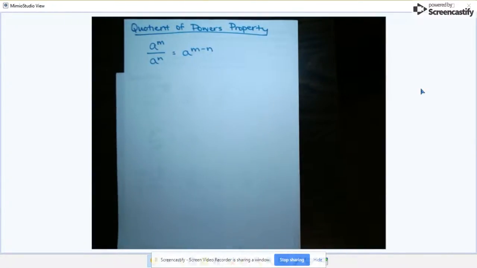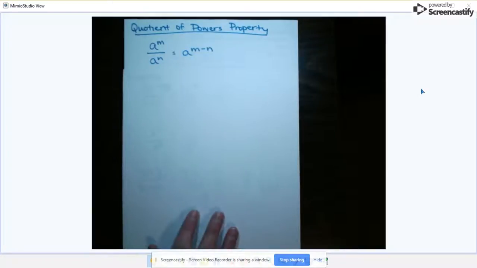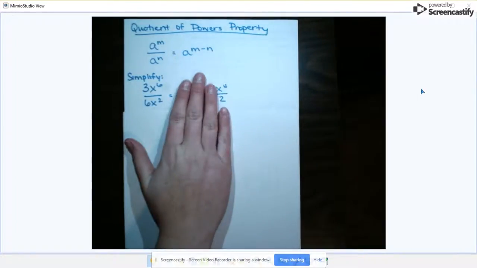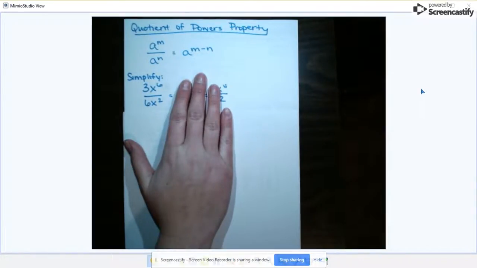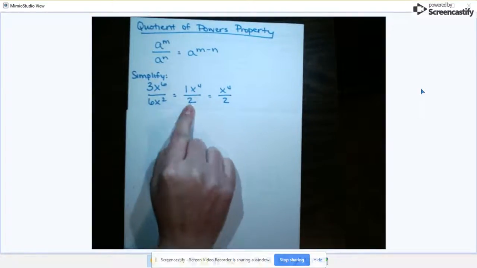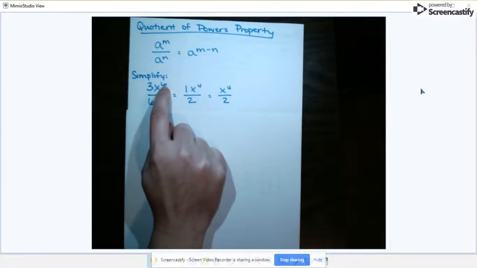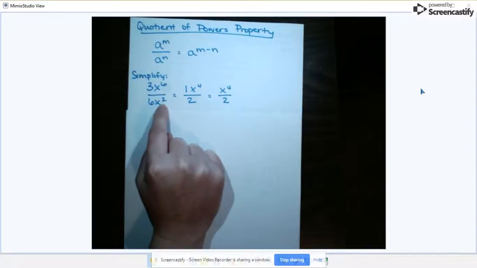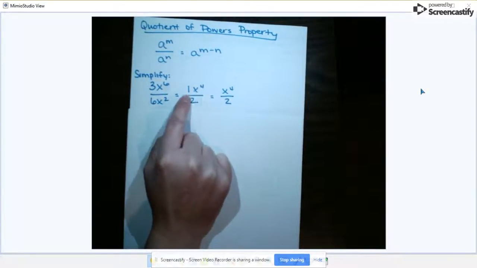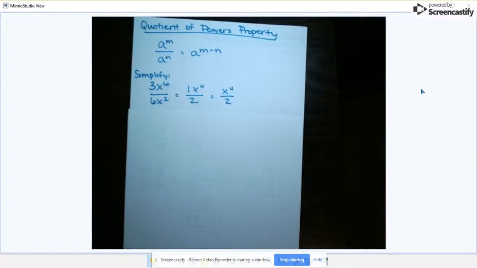Okay, here's a quick reminder, a power rule. When we are dividing and have similar bases, we can subtract the exponents. So here's a quick example. We have 3x to the 6 over 6x squared. I always simplify my numbers, my coefficients, first. So 3 over 6 becomes a 1 over 2. And then if I simplify my x to the 6 over x squared, I subtract those exponents to get an x to the 4th. This 1 is unnecessary, so it's just x to the 4th over 2.